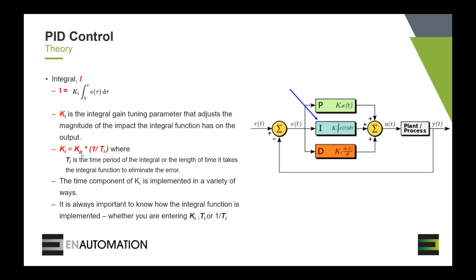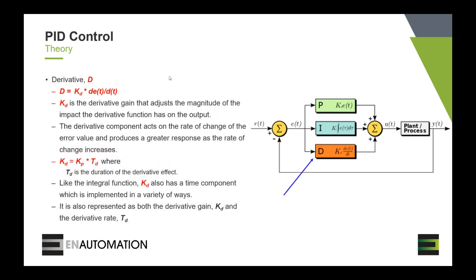Notice that Kp is the same, that's the proportional gain, meaning that as we make changes to the proportional gain, it also affects the calculation of the integral term. And we also always have to be aware of those interrelationships between proportional, integral, and derivative components. The time component, Ki, is implemented in a variety of ways depending on the manufacturer. Most of the time it's either entered as a time in seconds or 1 over the time, one or the other. Rarely will you ever see the integral gain entered as Ki.